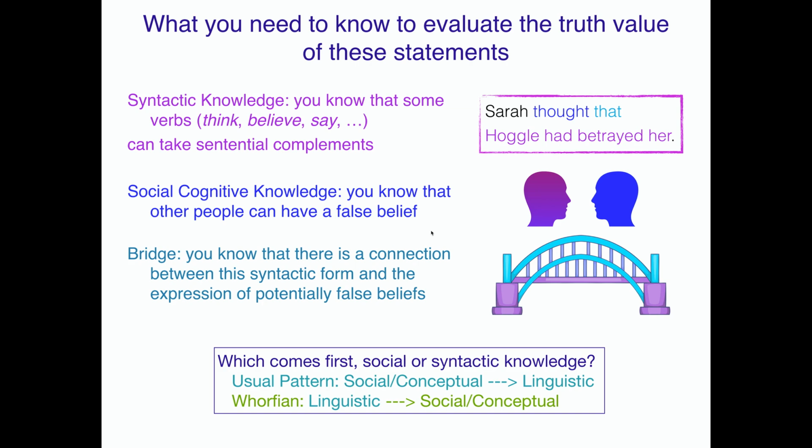And the usual pattern when we think about the acquisition of meaning is that you have the social, the conceptual knowledge, and then you learn the appropriate linguistic form, right, to express that knowledge. And a Whorfian approach is that what's going on is the language is what keys you in to the social conceptual knowledge. So having a way to express this sentence, Sarah thought that Hoggle had betrayed her, is what clues you in to the social conceptual knowledge that there's a potentially false belief here, right? That's a Whorfian kind of pattern.